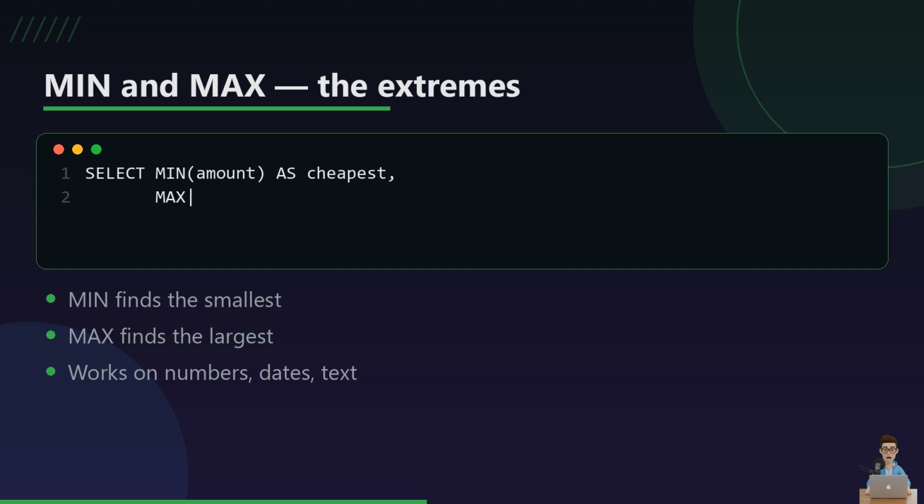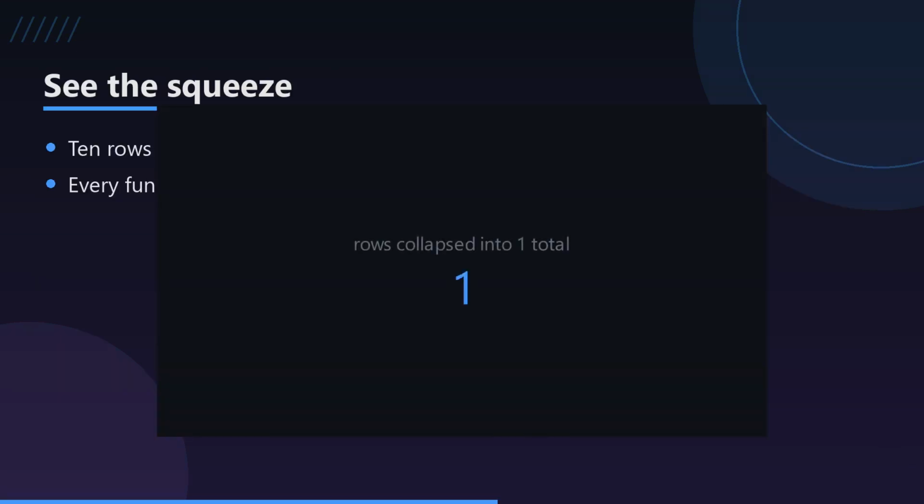MIN and MAX are just the shortest and tallest kid in the class photo. MIN grabs the smallest value, MAX grabs the biggest. And they aren't only for numbers. On dates, MIN gives you the earliest and MAX the latest, which is honestly underrated for finding a first or last order.